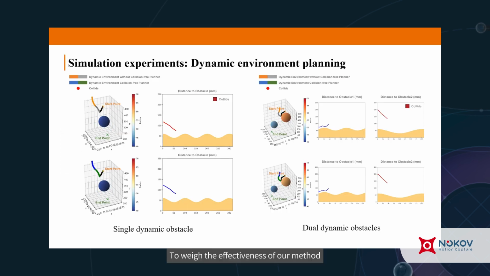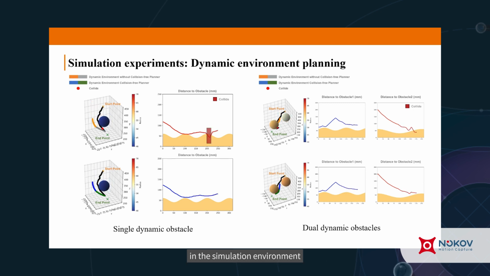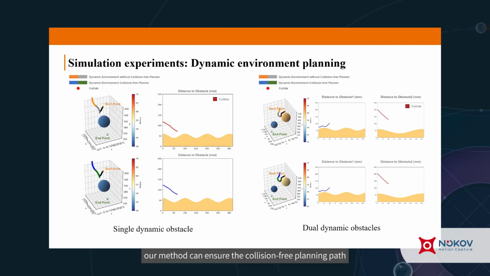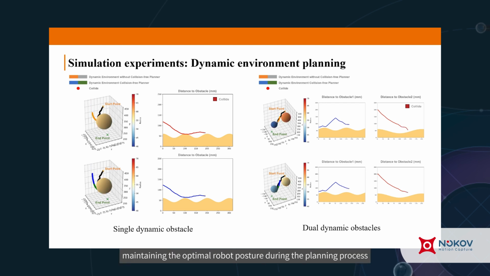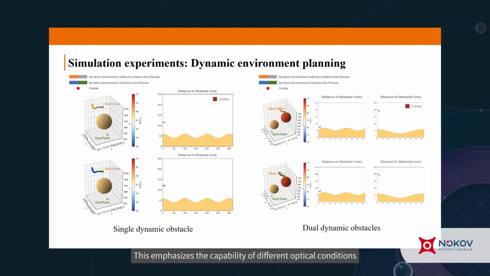To validate the effectiveness of our method, we utilize single and dual dynamic obstacles in the simulation environment. The result is that our method can ensure a collision-free planning path and avoid collisions during the robot motion, maintaining the optimal robot posture during the planning process. This emphasizes applicability under different obstacle conditions.